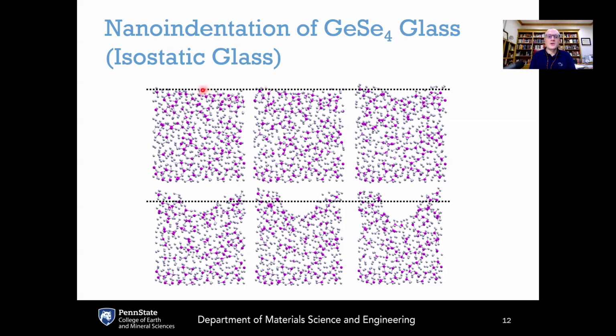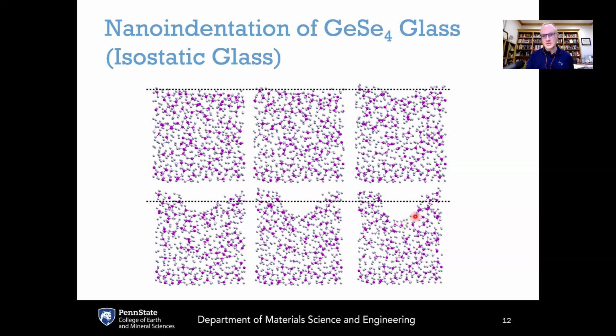If we start off with our initial glass, this dashed line shows the initial surface of the glass. We bring down this invisible indenter, and you can see that the atoms need to get out of the way of the indenter as it's brought down. You can see the indentation coming down more and more. As we go from the top to the right and then across the bottom row, we are increasing time as the indenter is pressed into the glass.